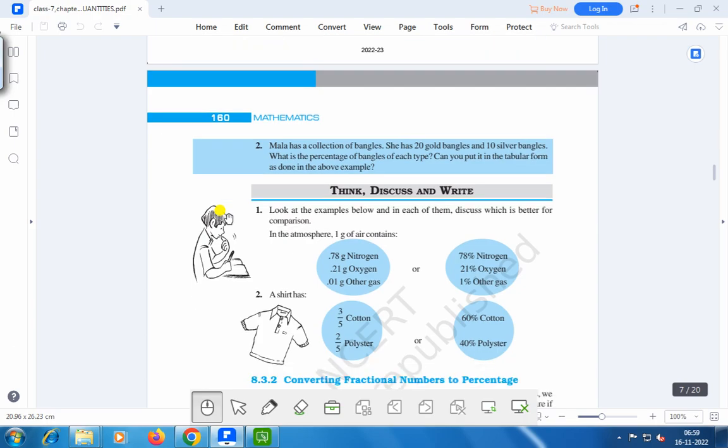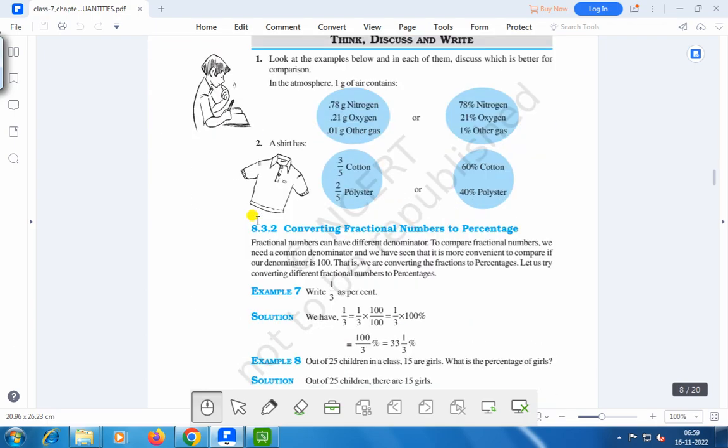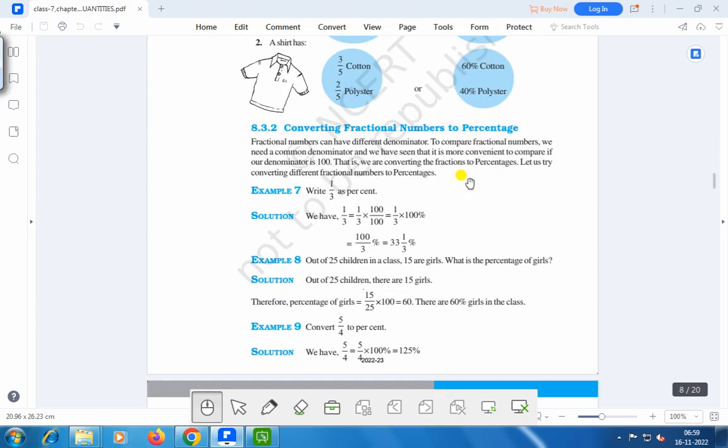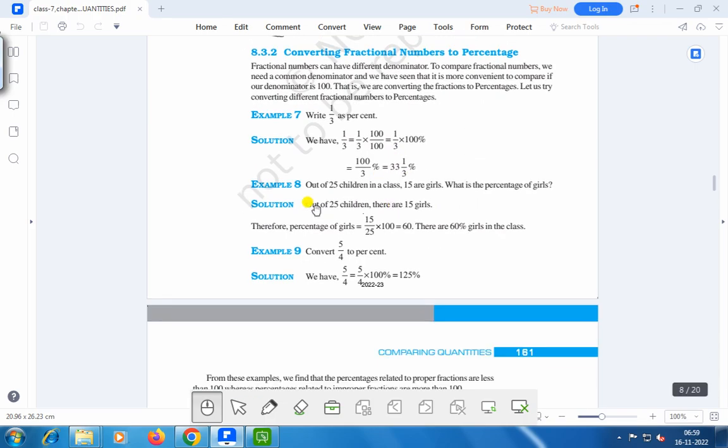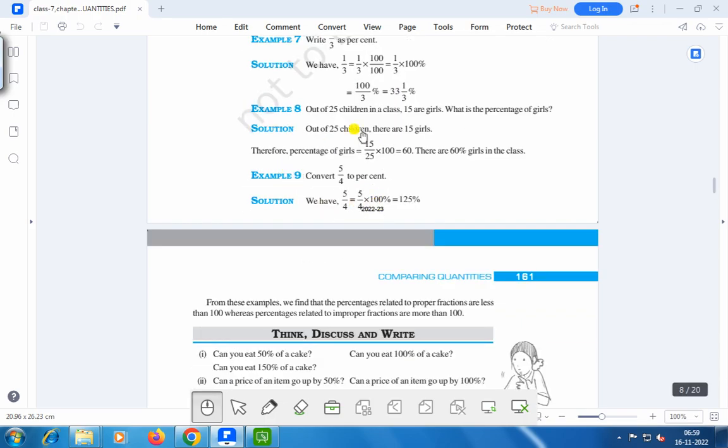Now you see here, in this case, converting fractional numbers to percent. Suppose the fraction is 1 by 3. You have to change it to percent. That is 1 by 3 into 100%. You get 33 1 by 3%. Right? Here you get that as the percentage.